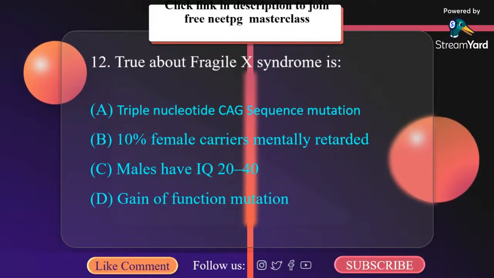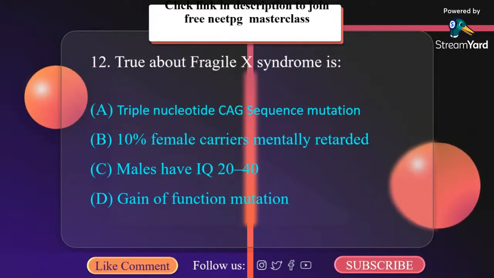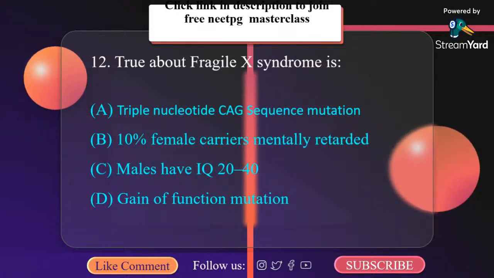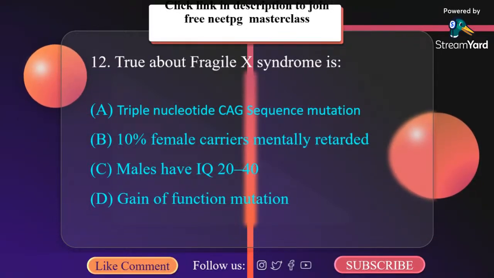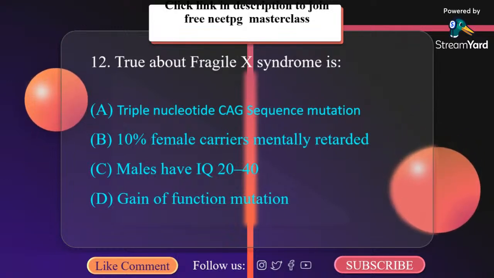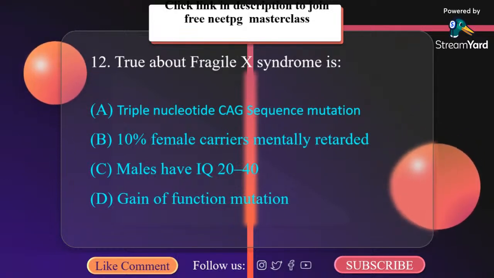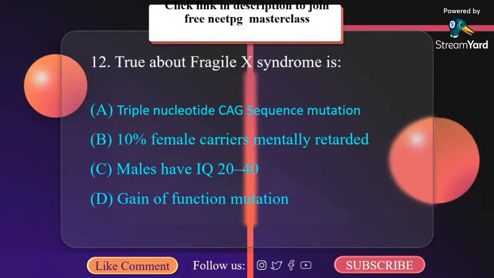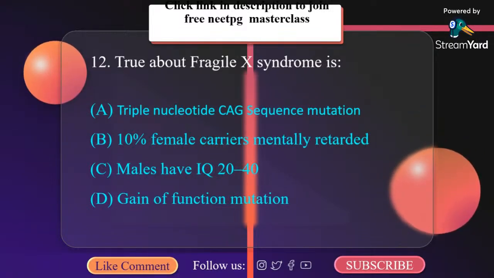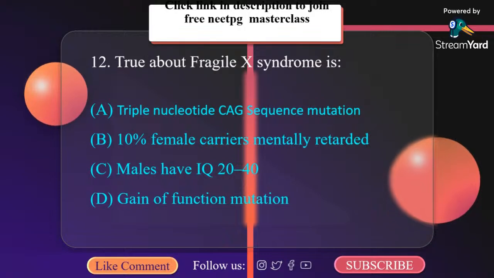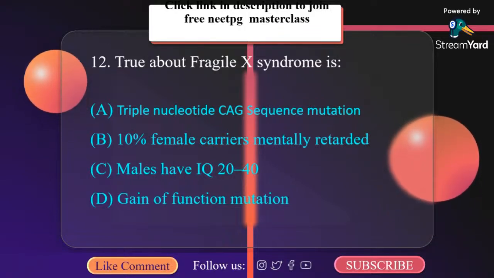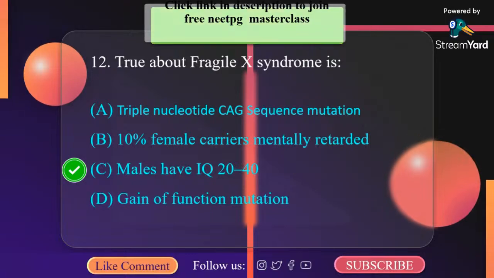C. Males have IQ of 20 to 40. It is true because in Fragile X syndrome the mean IQ in males is 42. IQ is higher if significant residual FMRP is produced. In gain of function mutation, no, there is a loss of function mutation. So the correct answer here is C. Males have IQ of 20 to 40 in this condition.